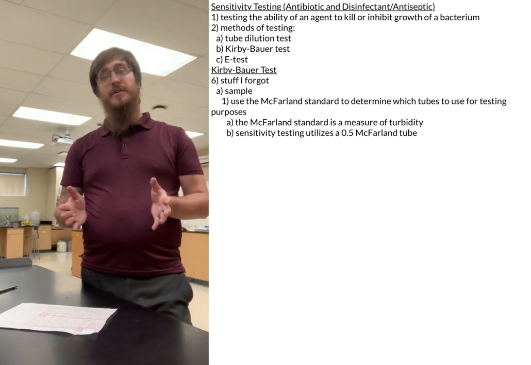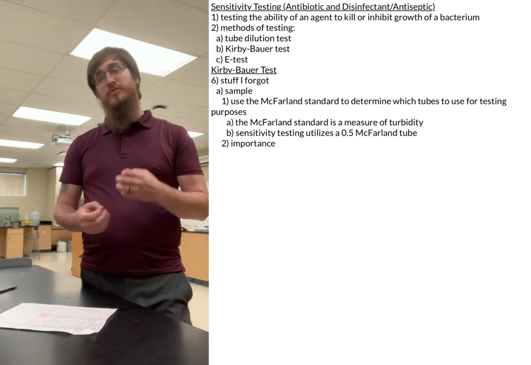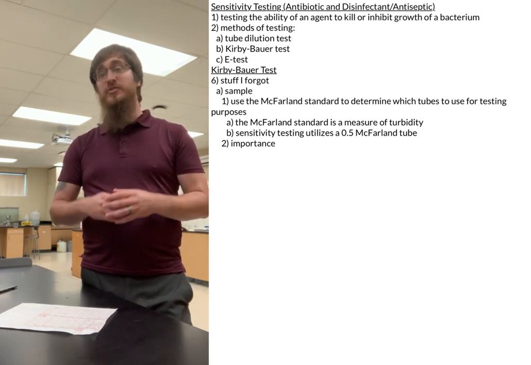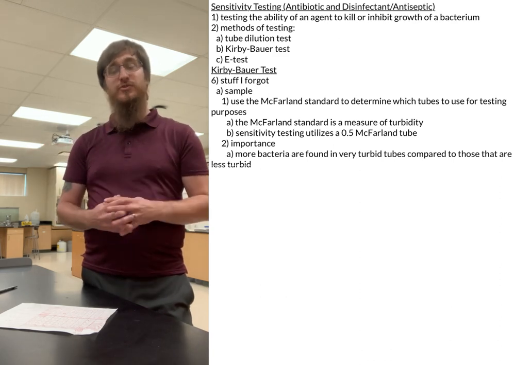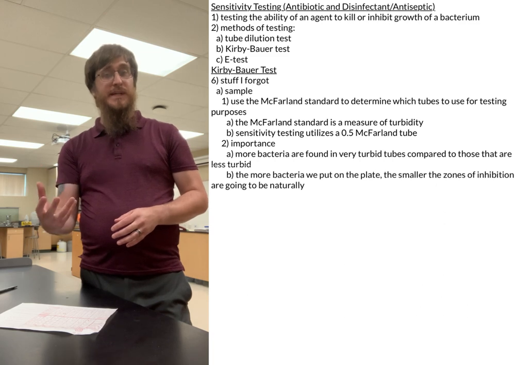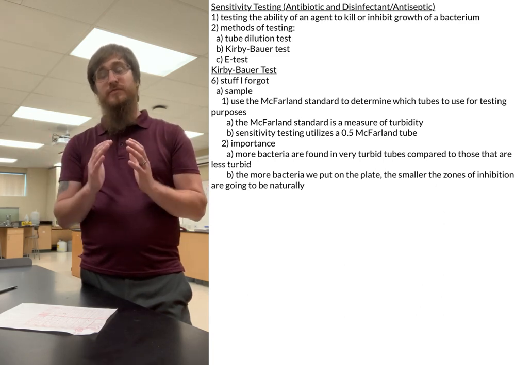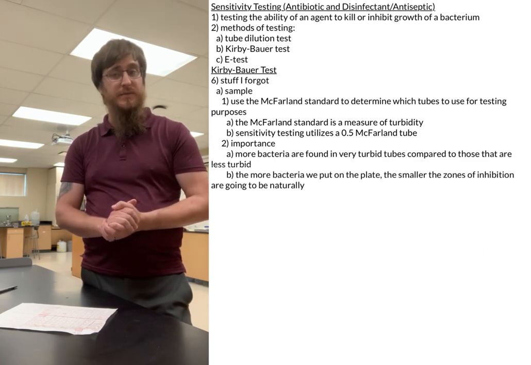And the big thing here is that if you have a tube that is very, very turbid compared to one that is not very turbid, there's generally more bacteria in the very turbid tube compared to the slightly turbid tube. And because of that, the more bacteria you put on your plate, the smaller your zones of inhibition are going to be compared to the one with less bacteria in it.